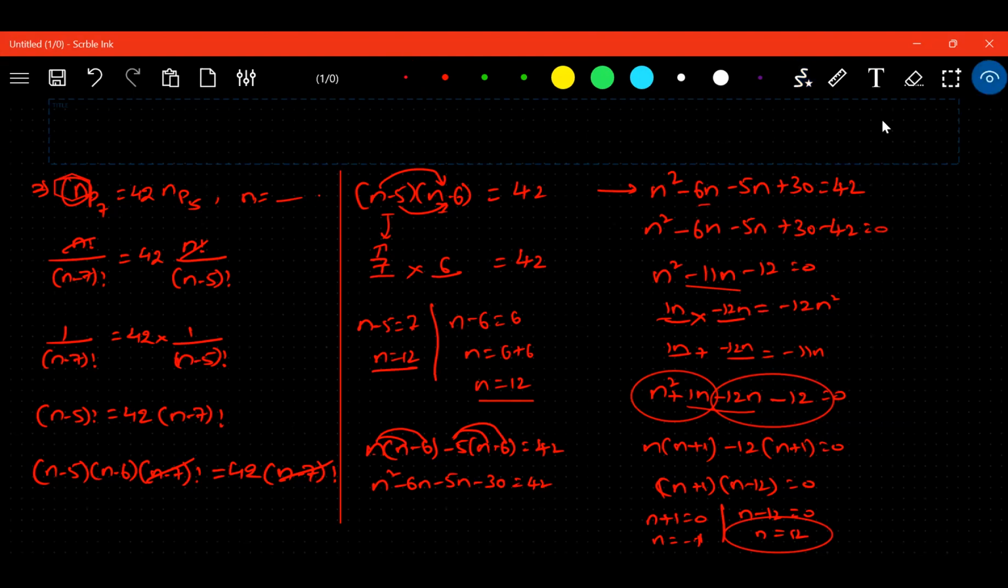Now after this, what will you get? If you simplify this, minus 6n minus 5n, you will get minus 11n. Plus 30, and if you send plus 42 to the other side, you get minus 42. So if you simplify, you will get n square minus 11n minus 12 is equal to 0.